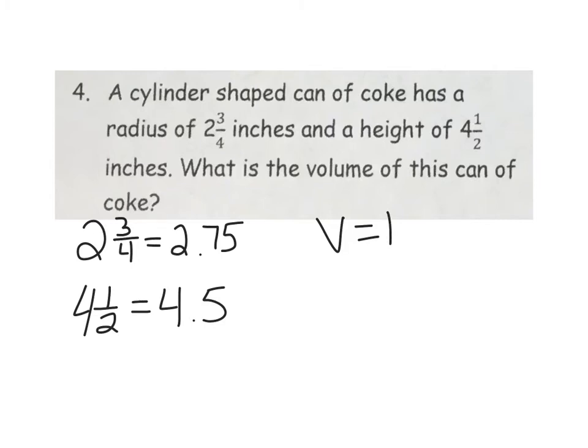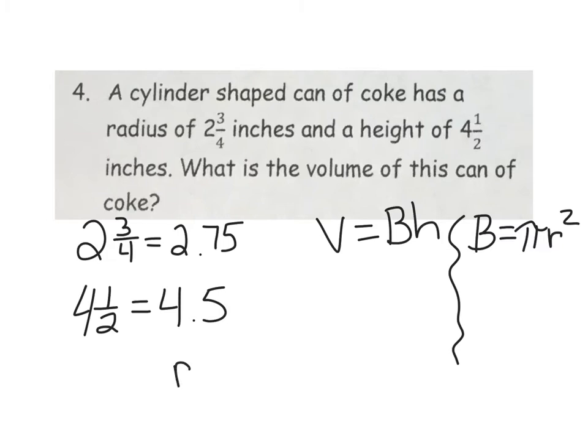V equals area of the base times the height. Before we do that, area of the base, which is pi r squared. And also don't forget our radius is the 2.75.